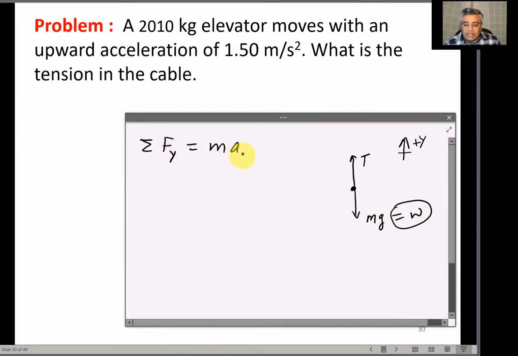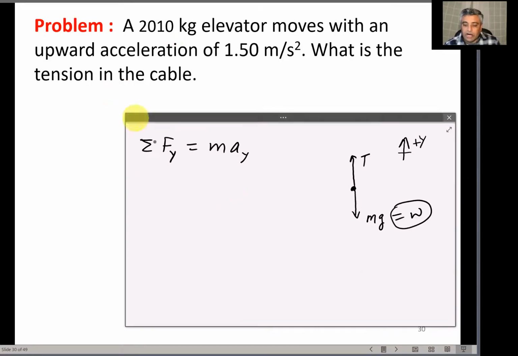That's why I'm writing this like this, rather than just F equals ma. I'm writing the sum of Fy, that means the sum of all forces acting along the vertical direction, is equal to mass times acceleration in that direction. Okay, so that's how I write Newton's second law. This is the formula. Now I need to use this formula for this particular problem.